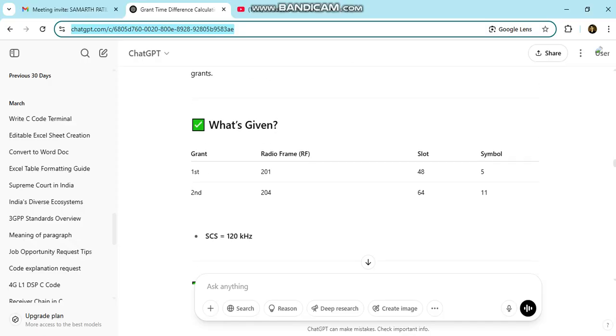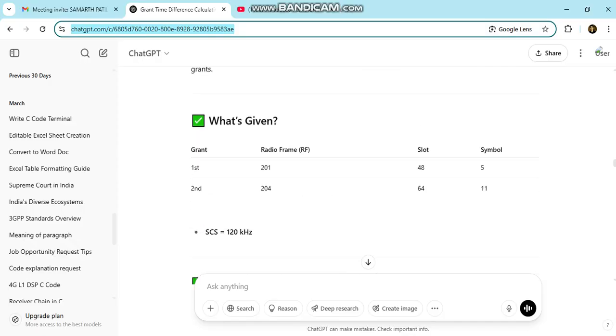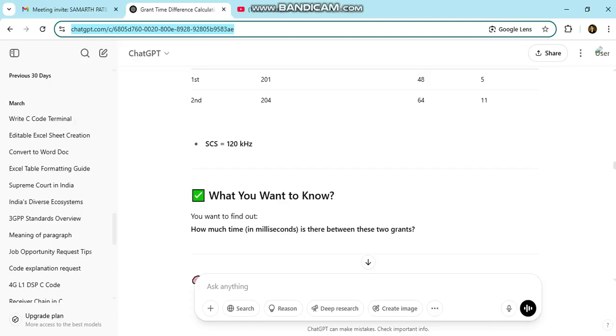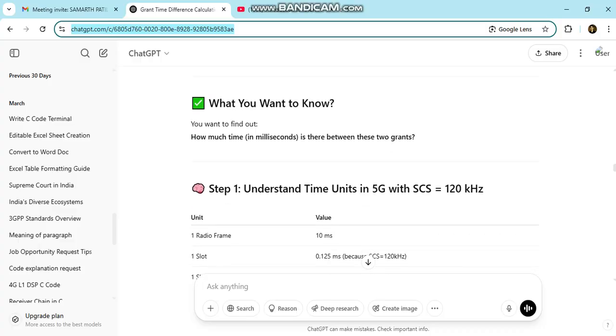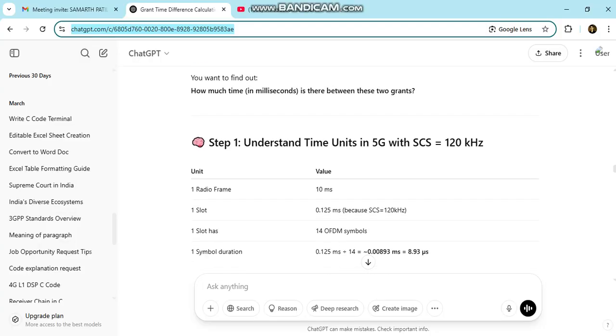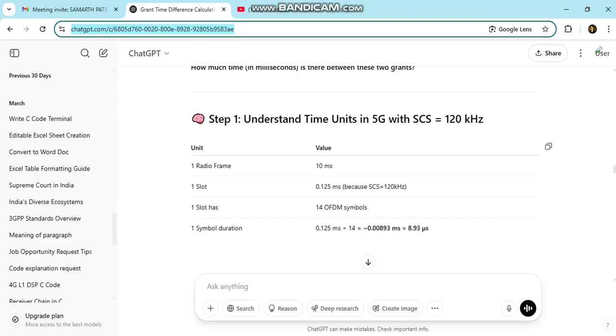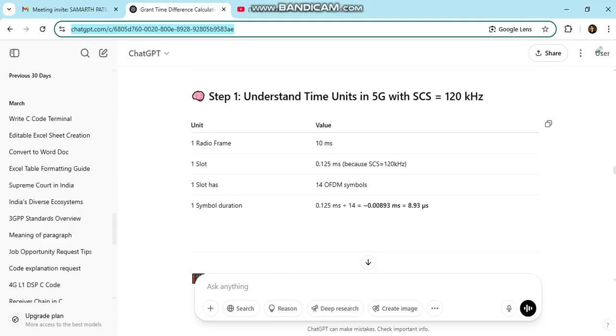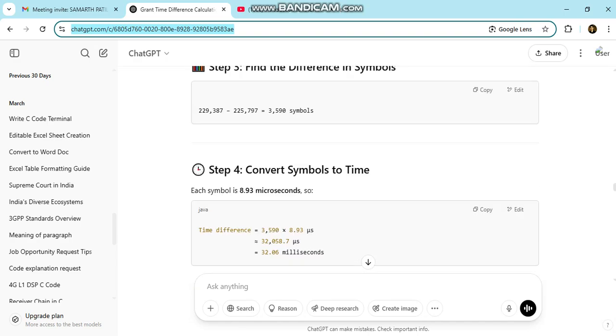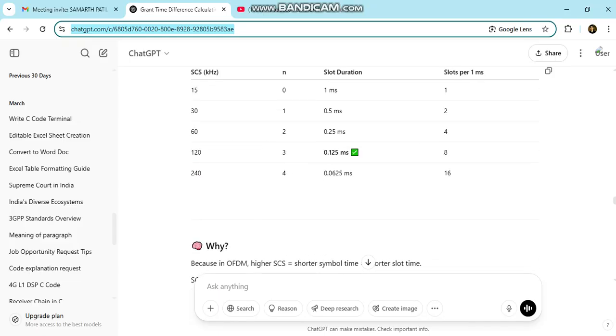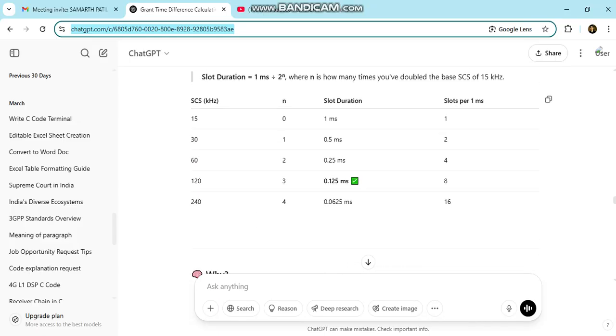Now to go through the problem: the subcarrier spacing is 120 kilohertz. One radio frame is 10 milliseconds, because one radio frame has 10 subframes and one subframe is 1 millisecond. Taking one slot, it is 0.125 milliseconds. How this is calculated is very important, so we have to come to the slot duration calculation.